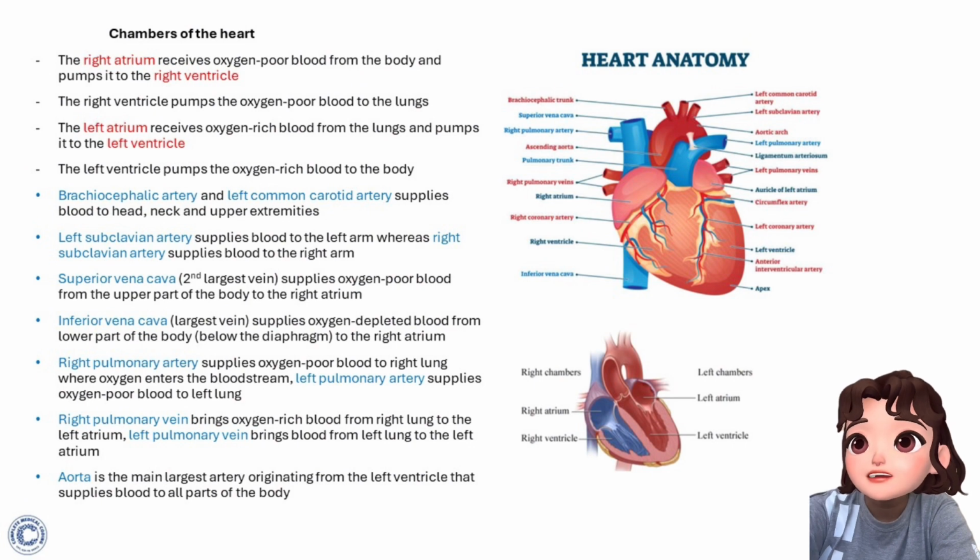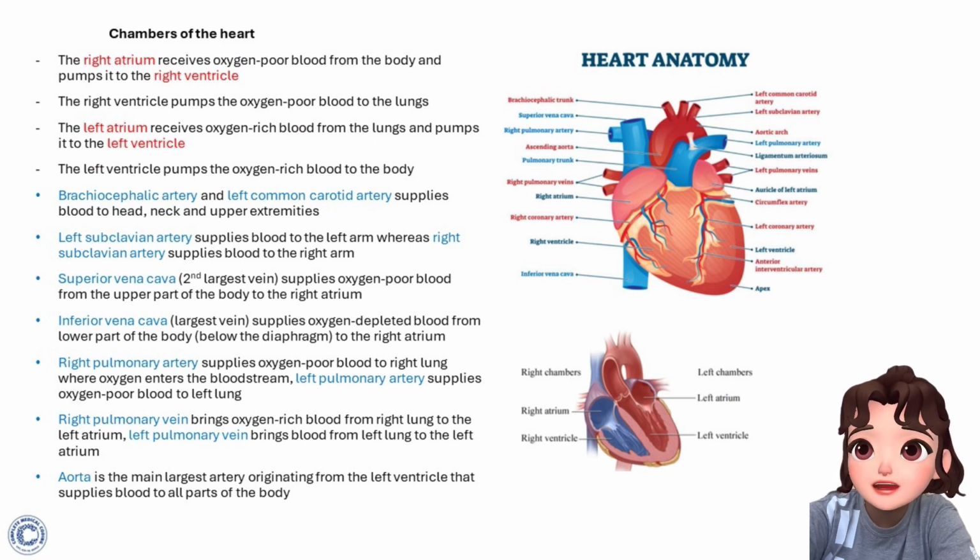Then comes the right pulmonary artery and left pulmonary artery. I already mentioned before that except for the pulmonary artery, other arteries carry oxygenated blood. But the right and left pulmonary arteries always carry deoxygenated blood. So the right pulmonary artery supplies oxygen poor blood to the right lung, where oxygen enters the bloodstream, and the left pulmonary artery supplies oxygen poor blood to the left lung.